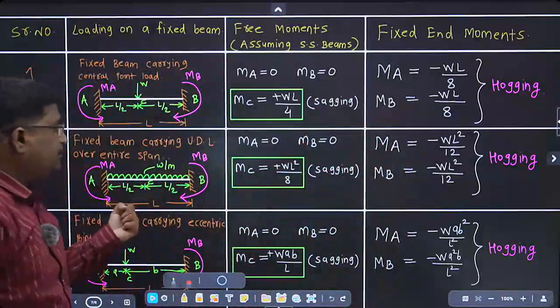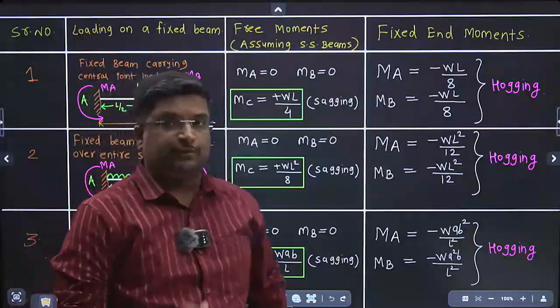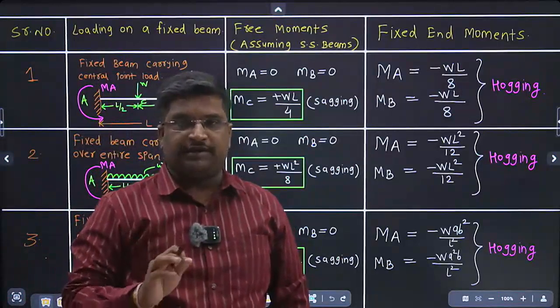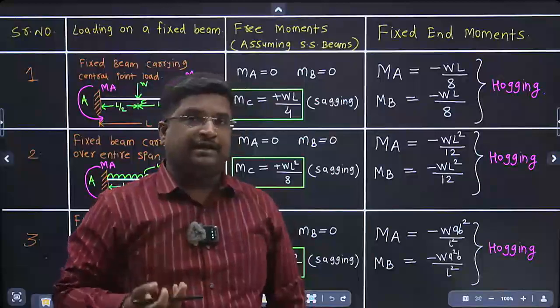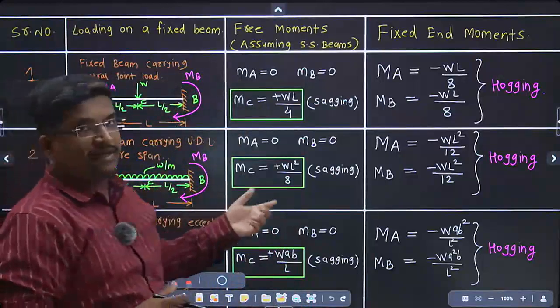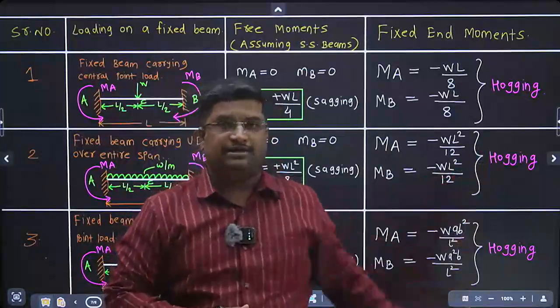Fixed beam carrying UDL: free bending moment at C is WL square by 8. Free bending moment is always positive. Free bending moment diagram is always positive and it is also known as a mu diagram. Okay, and fixed end moments for this case is minus WL square upon 12. Negative sign indicates it is hogging in nature.